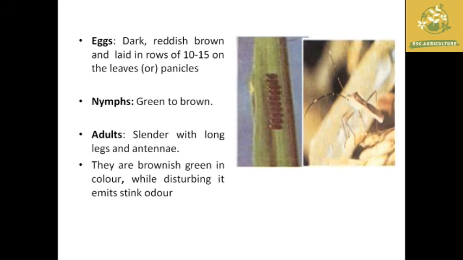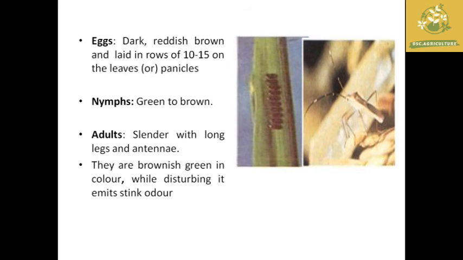And the eggs are dark or reddish brown in color, and are laid in rows of 10 to 15 on the leaves or panicle. And the nymphs are green to brown, and the adults are slender and long with long legs and antennae. They are brownish green in color.